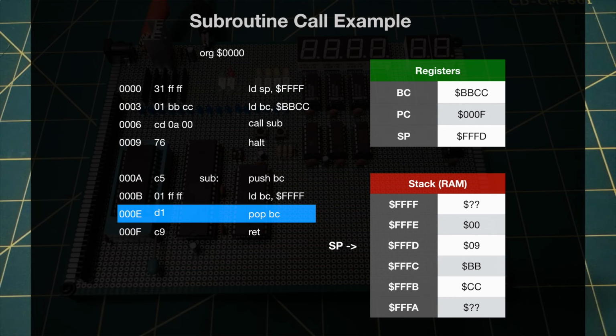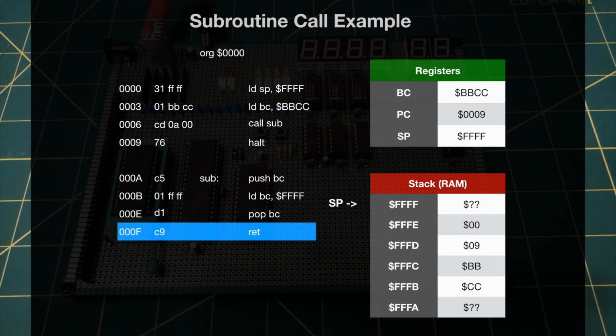And now finally I'm going to execute this return instruction, this ret. So after we do that, if you remember what it said about the ret instruction, it just pops the program counter off the stack. It's as simple as that. The return instruction is so simple. So the value popped off the stack was 0009. It popped that off and it put it into the program counter.